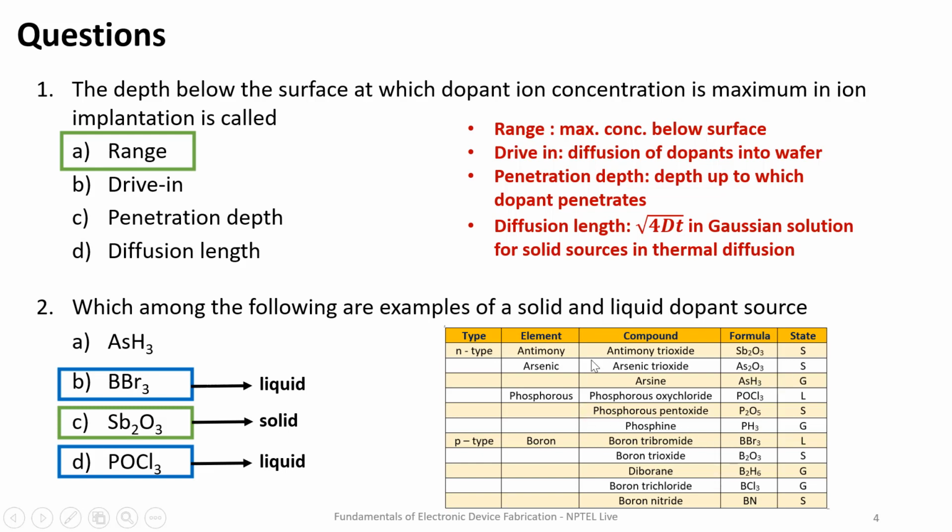AsH3 is gaseous, that is not asked here. Here they have asked just for solid and liquid dopant sources. So BBr3 is liquid, Sb2O3 is solid, and POCl3 is liquid.